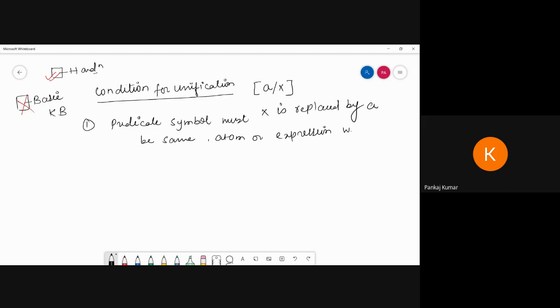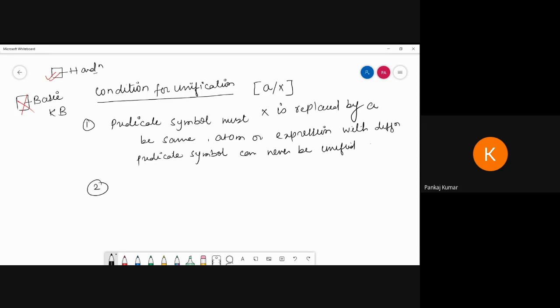Expressions with different predicate symbols can never be unified. That means the predicate symbol must be replaced by the same one. An atomic expression with a different predicate symbol cannot be unified. We can go through the example, then it will be clear.